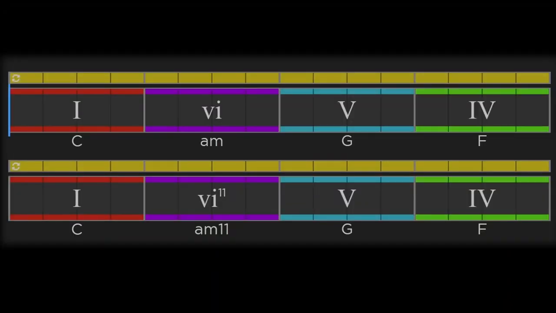Let's look at a couple of minor 11 6 chord examples now. In major keys, a common chord progression is 1-6-5-4. It has a nice descending feel to it. If you use a minor 11th chord for the 6th chord, then it adds a layer of sophistication or complexity that makes this familiar progression stand out more.